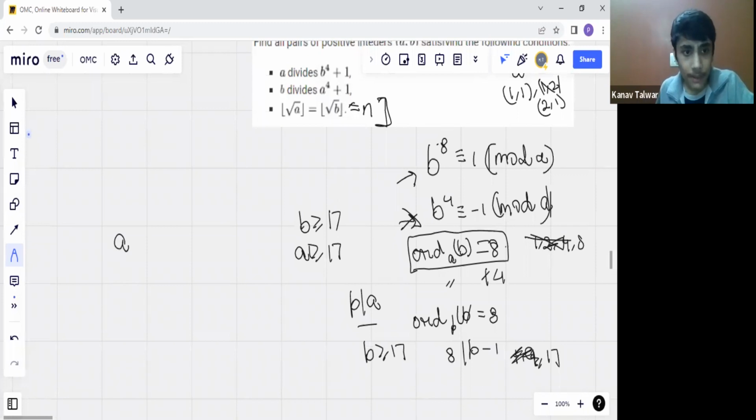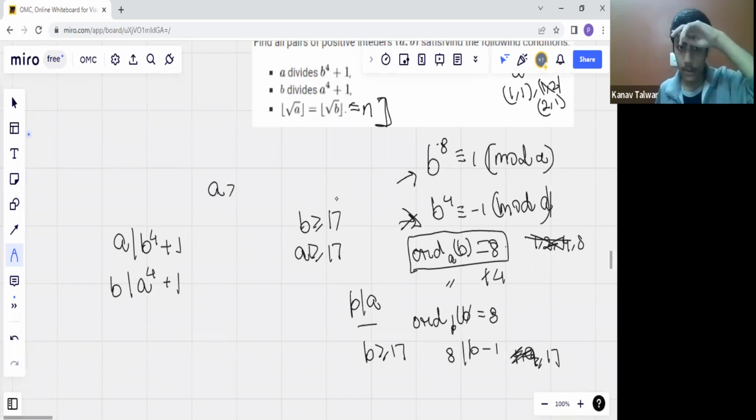So now let's analyze more about the divisibility. We have A divides B to the 4 plus 1, and we have B divides A to the 4 plus 1. Can we make this slightly better? Because assume A is greater than B. A equal to B can't work, since they are co-prime. So can we make this better?